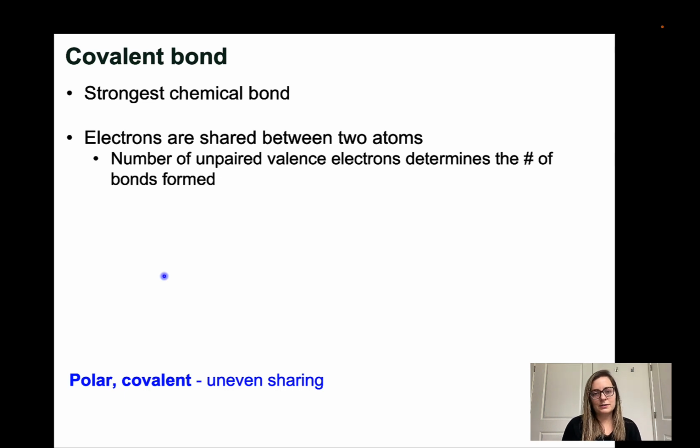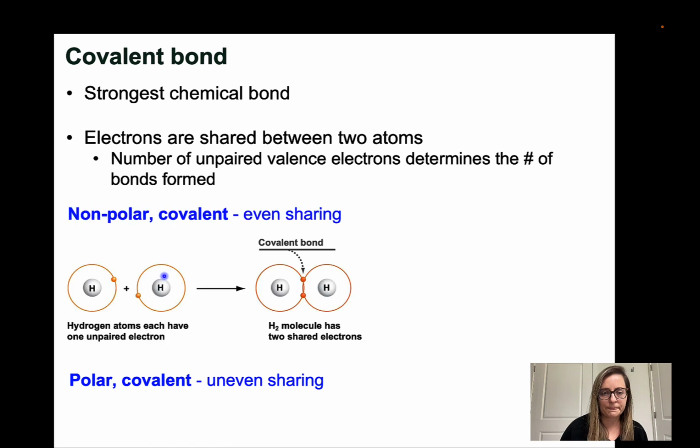So covalent bonds are the strongest of the chemical bonds, and they're strongest because the electrons are shared between 2 atoms. And as I mentioned before, the number of unpaired valence electrons determines the number of bonds that can form. So here we have 2 hydrogen atoms that each have 1 electron. And their orbitals are unpaired, so they can each participate in a single bond. So this hydrogen gas forms a covalent bond, and these 2 electrons are shared, so they spend equal time rotating around each of these individual atoms.